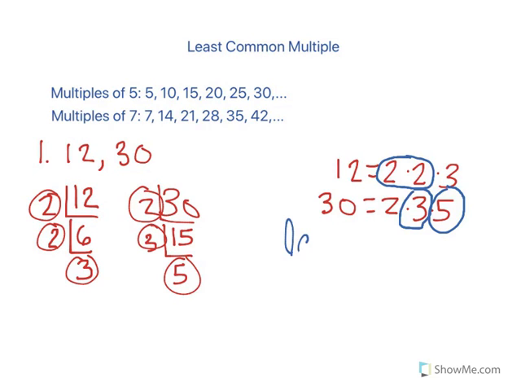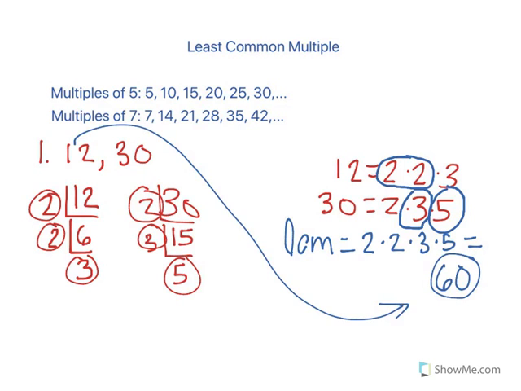So then to find the LCM, the least common multiple, simply write down every number you circled. 2 2's, 1 3, and 1 5. Multiply those together. 2 times 2 times 3 times 5 is 60. And that is my final answer. 12 is a factor of 60, and 30 is a factor of 60. It's the smallest number that's a multiple of each.